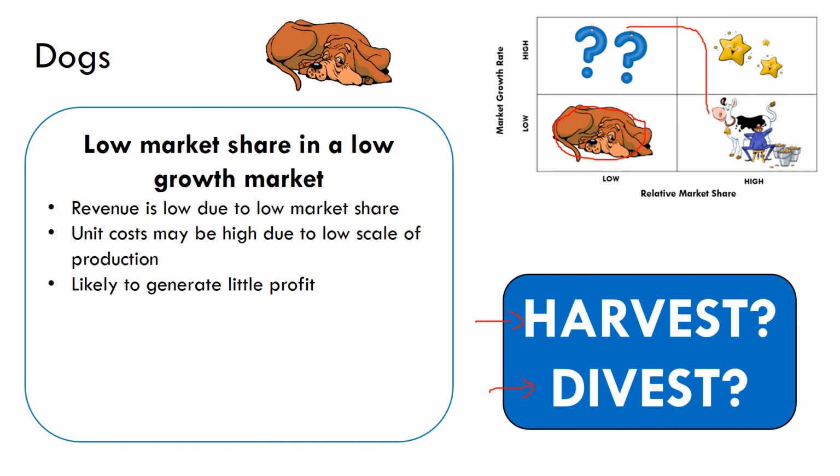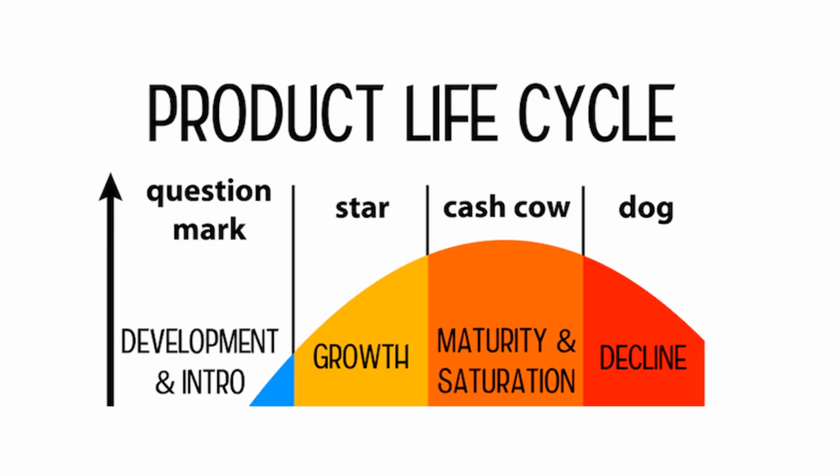The rest of them move around in a nice circle, but if we have a dog product, it's not a particularly useful product to have in our portfolio. But if it's making us a small profit, we might decide just to harvest that profit and not do anything with it. Now, there's a relationship here with the product life cycle.